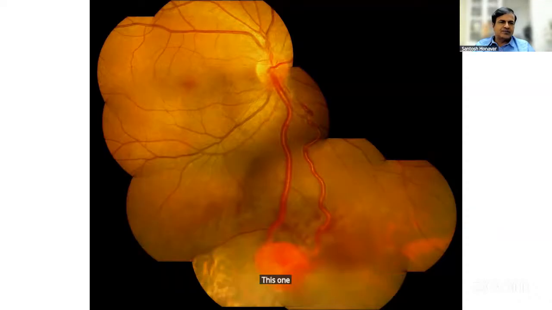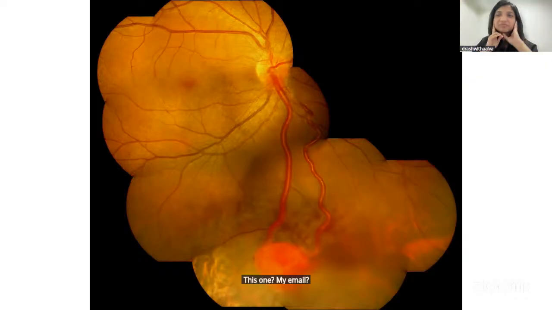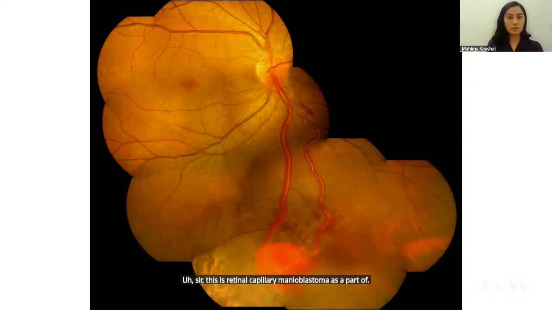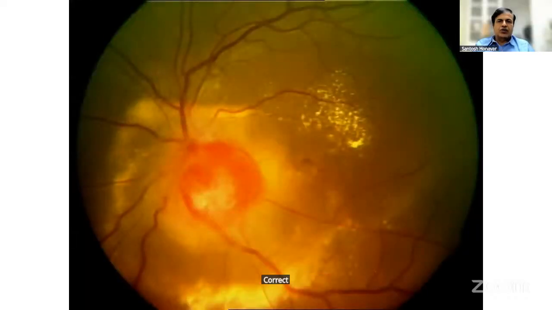This one, Mahima. Sir, this is retinal capillary angioblastoma as a part of von Hippel-Lindau syndrome. Correct. So even optic disc hemangioblastoma can also be part of VHL syndrome.